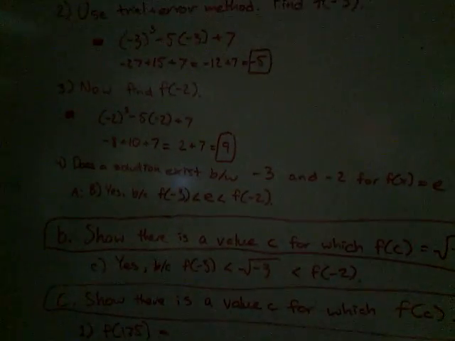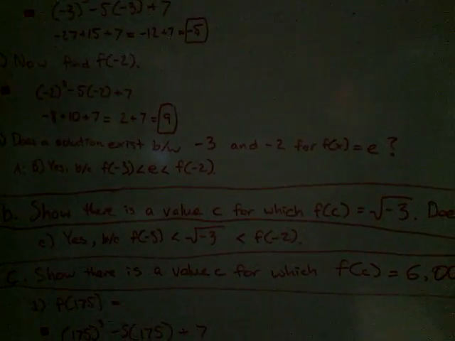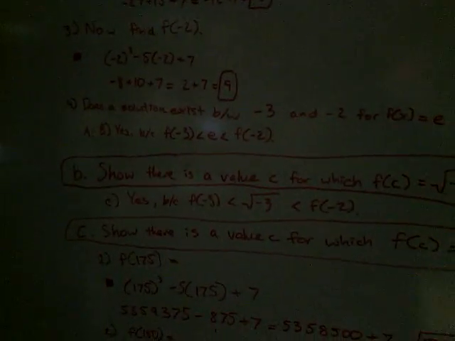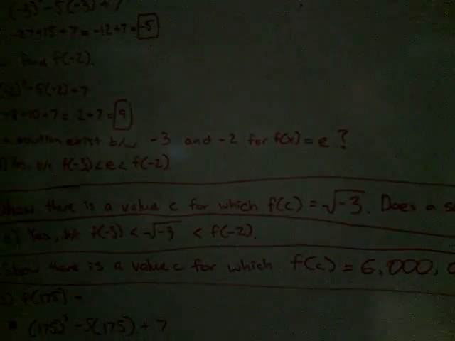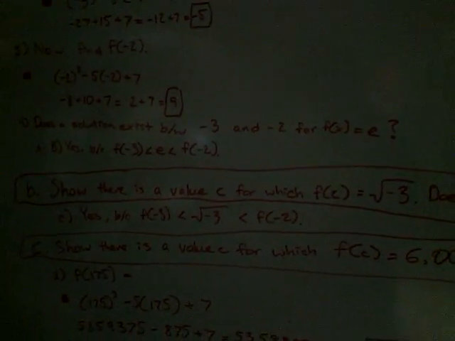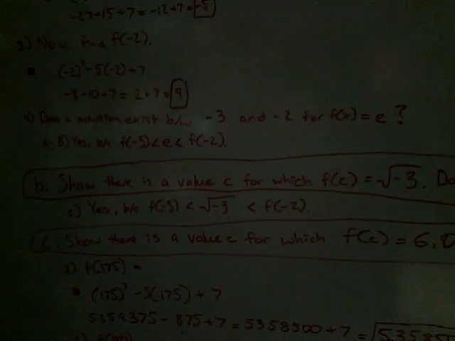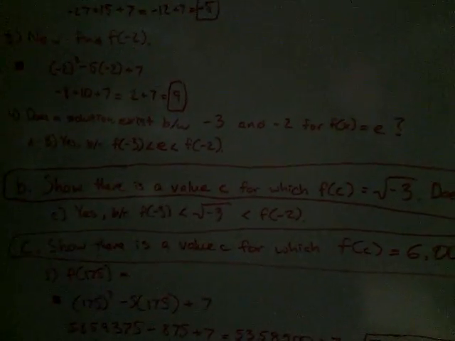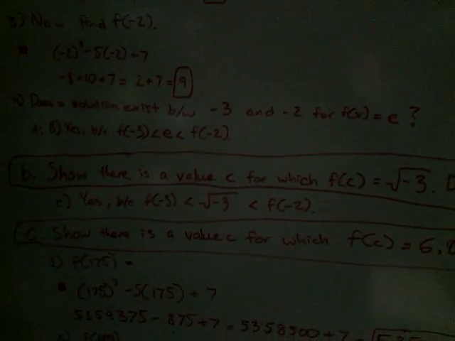Now part 4 of question A asks if a solution exists between negative 3 and negative 2 for f of x equals e. You find that your answer is A. I knew this because I knew the value for the constant e was roughly 2.8. Is it negative 2.8? Well, yeah, so the answer is yes, because f of negative 3 is less than e, which is less than f of negative 2.